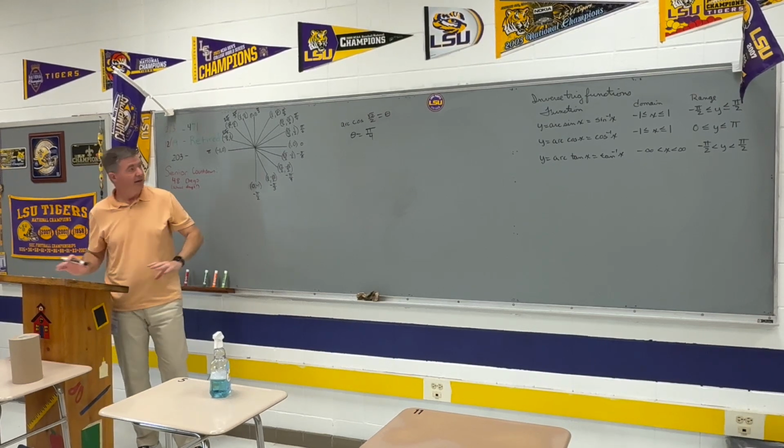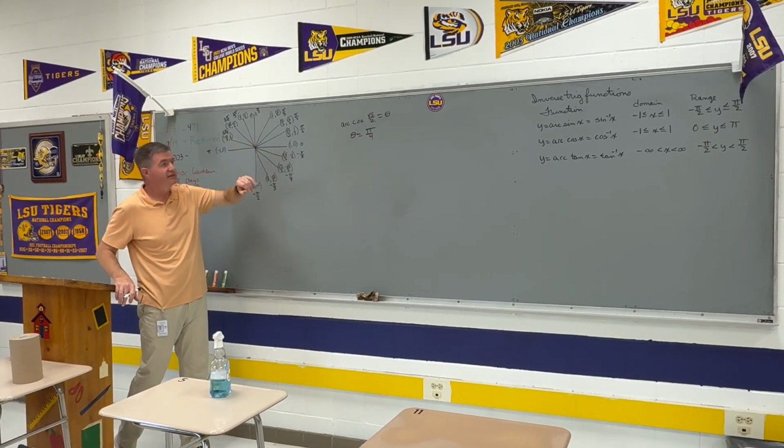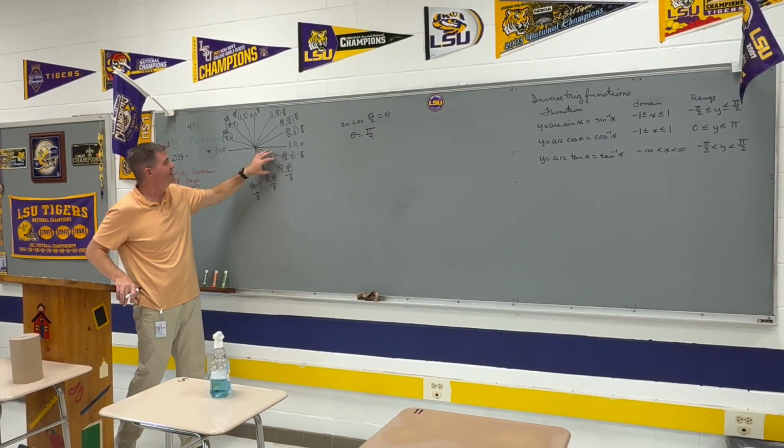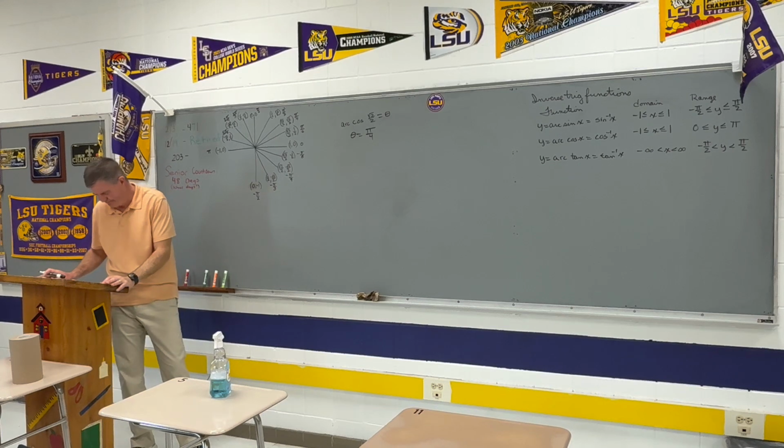So remember, if they're positives, they're going to be in the first quadrant. If they're negative inverses, then the sine and the tangent will be in the fourth quadrant. The cosine will be in the second quadrant.